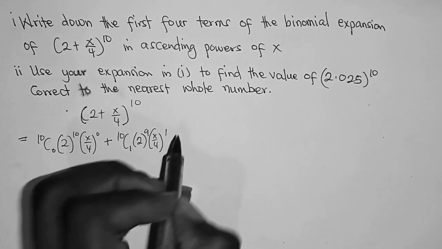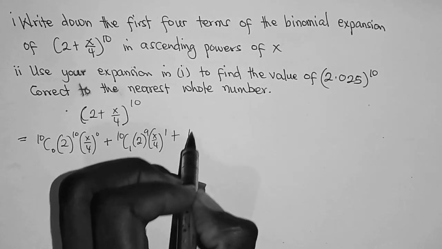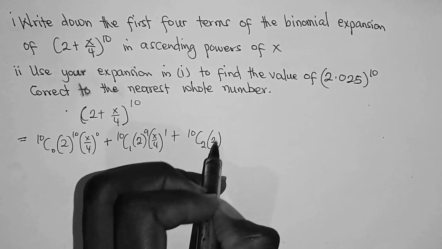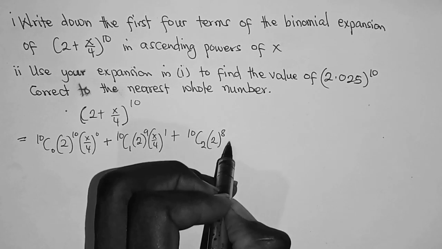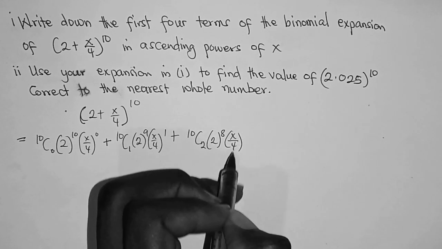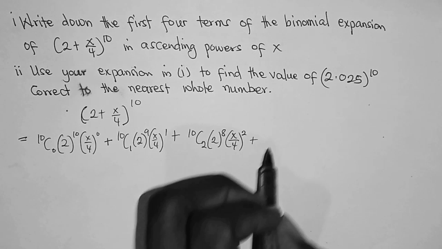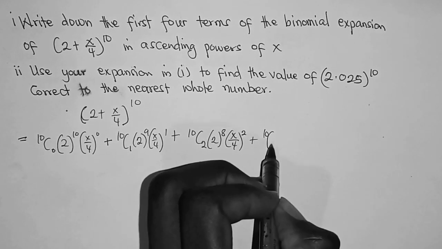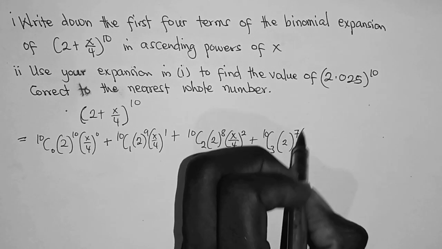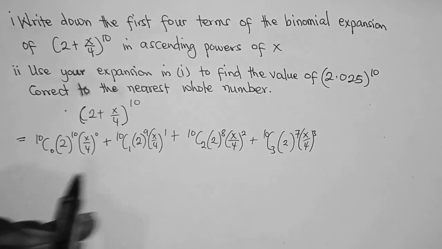exponent 1, then plus the next term, which is 10 combination 2, 2 exponent 10 minus 2 is 8, then x over 4 exponent 2, then this is 1, 2, 3, then the last term, which is 10 combination 3, 2 exponent 7, then x over 4 exponent 3.